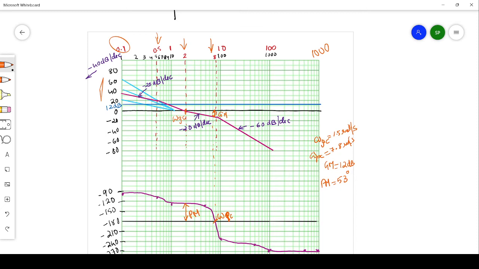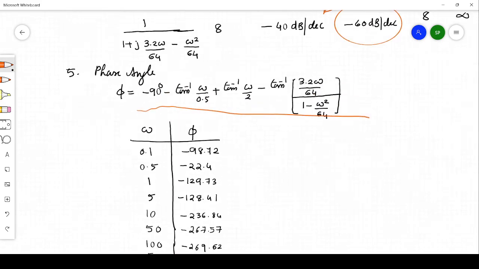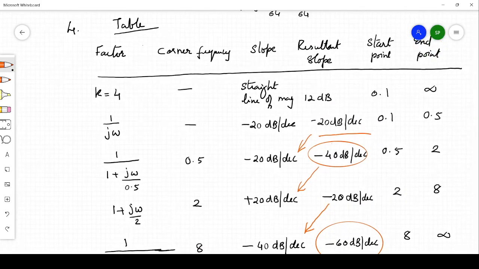From the table we know, and I'll show the table again so that you will understand, now just see, what is the first step? We have to draw a straight line of magnitude 12 dB.